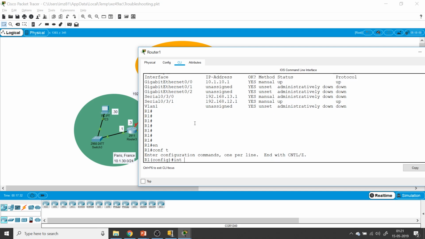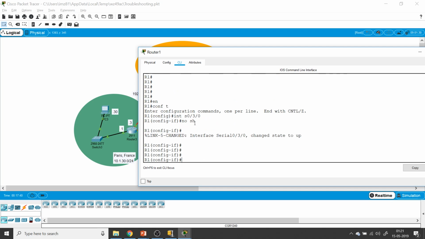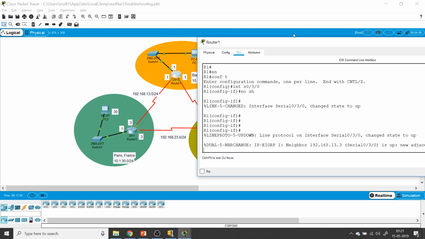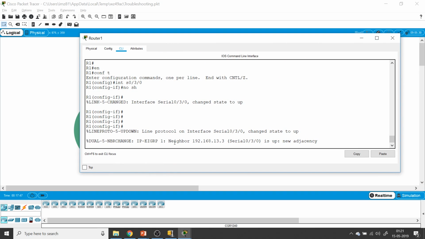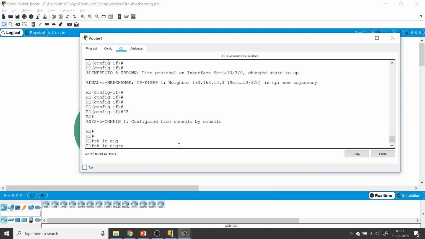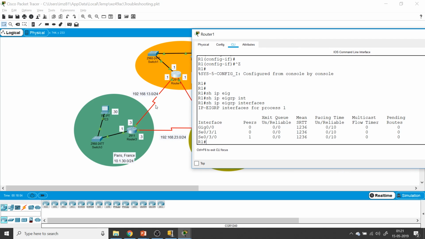Conf terminal, interface serial 0/3/0, no shut. So I have enabled that interface, and now this interface will start coming up. Because we saw that EIGRP was already configured on all 3 devices, now they're starting to form neighbors. So let's do this. Show IP EIGRP interfaces here. Okay, so we see 0/0. This is router 1, and this device has become a neighbor.